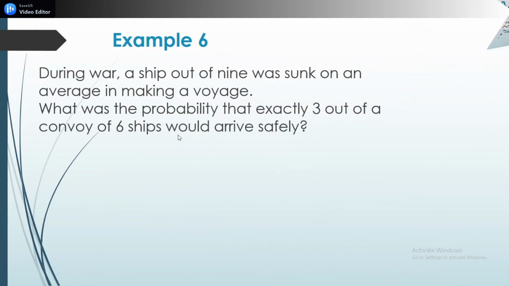We have an example here. During a war, a ship out of 9 was sunk on average in making a voyage. What was the probability that exactly 3 out of a convoy of 6 ships would arrive safely?